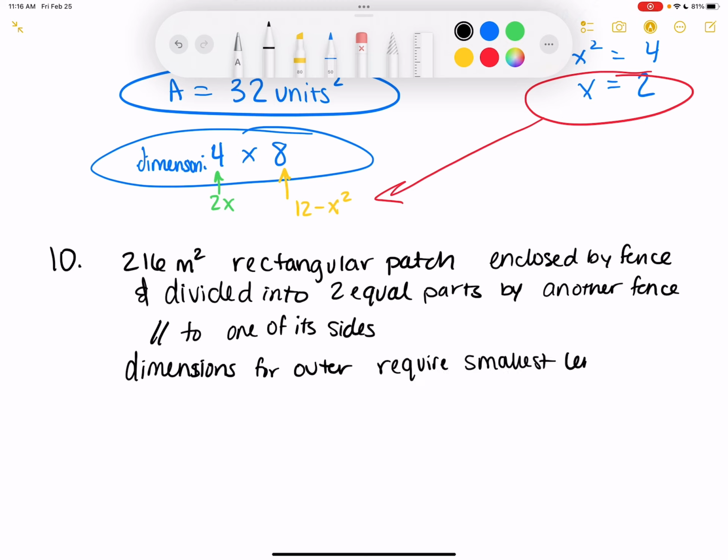Oh, that's parallel. I drew that weird cursive view. Oh, that? Yeah. Wrong class. Yeah. And then how much fence will be needed? Because we've also got to account for that middle piece coming across.